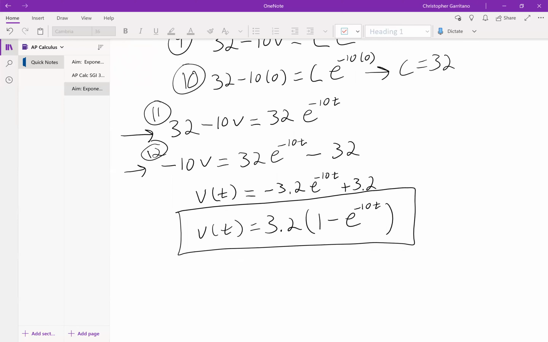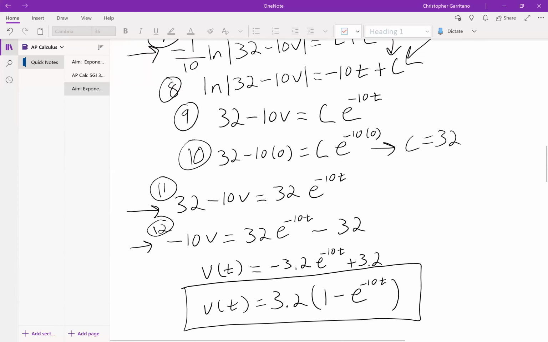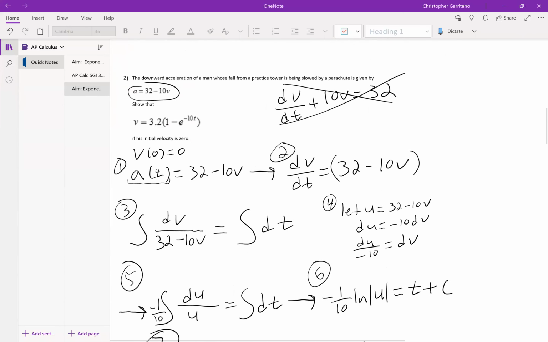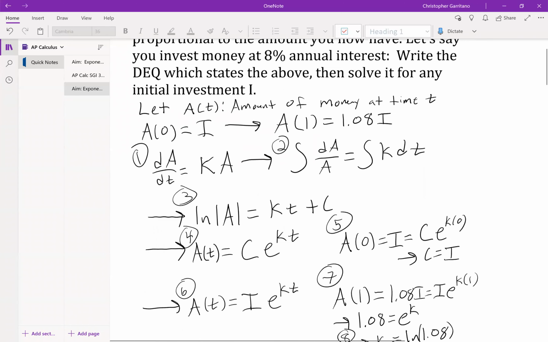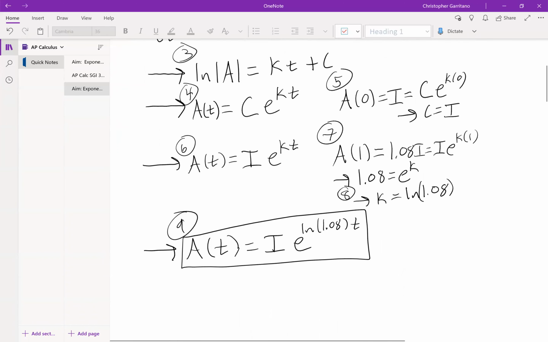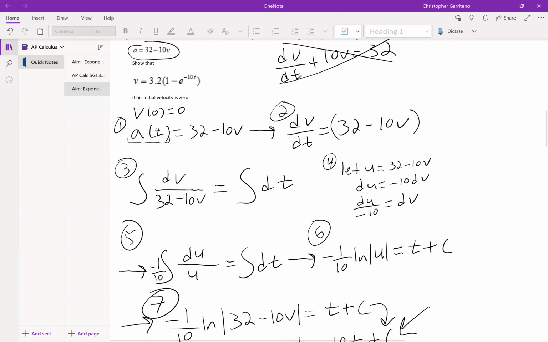Cool. So again, a vastly different description of a problem, but the work involved is very, very similar.